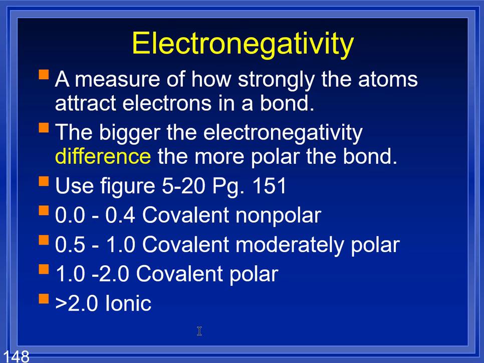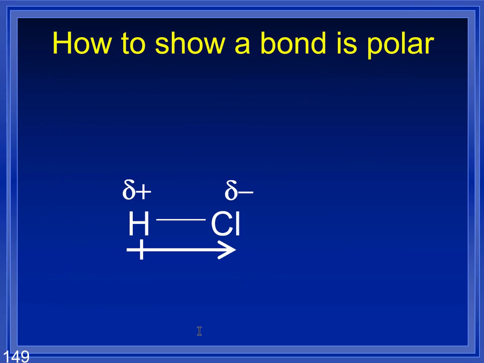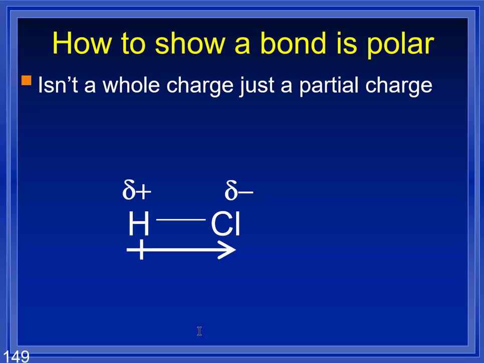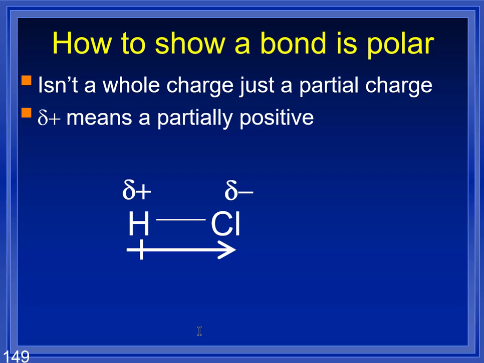All right, so completely even sharing, uneven sharing, I've taken it away. Okay? So polar's in the middle. To show it's polar, we have two ways of doing it. One is to label the partial charge. I can't just put a plus and a minus because that would assume that they were completely positive and completely negative. So the Greek letter delta means partially. That's a lowercase delta.